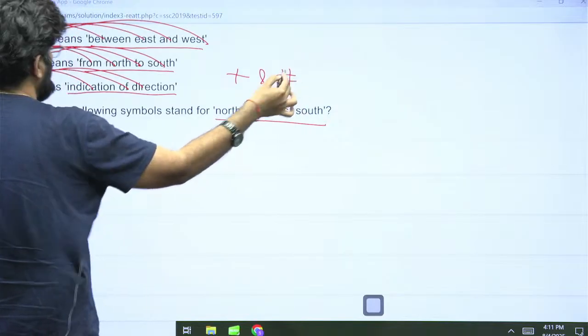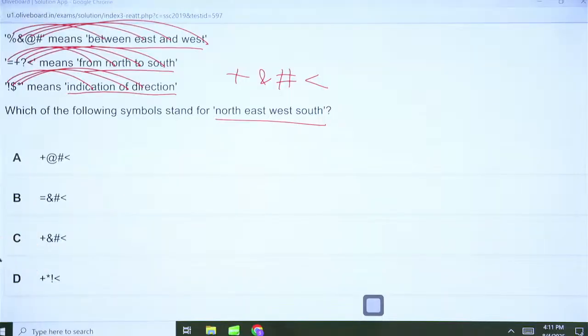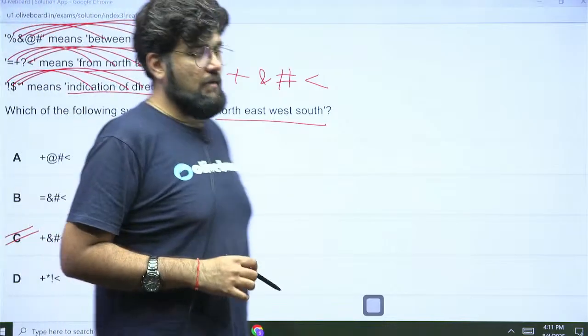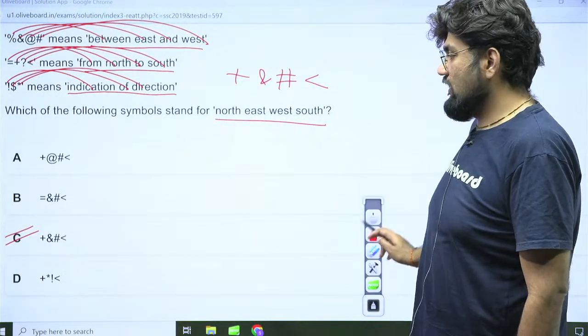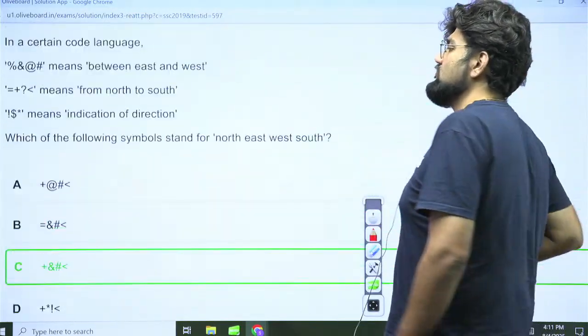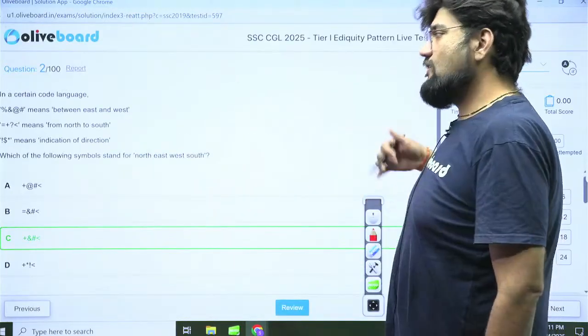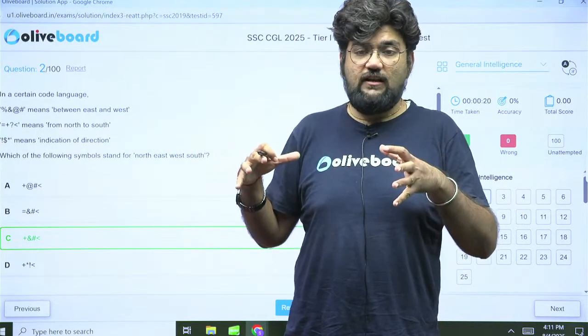So by now we already know the answer though. And this is our correct answer. Okay, north, east, west, south, plus ampersand hash. Option C is the right answer. This shouldn't have taken a lot of time. But again, the students will get confused. So what is common? What do I cancel? This is Chinese coding. How do I approach? This is substitution coding. Very simple, very easy. 53 seconds is too much. But 53 seconds, of course, I can understand because of the pressure which it actually raised.